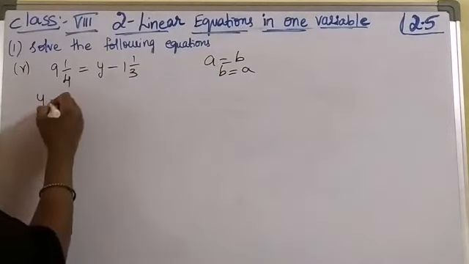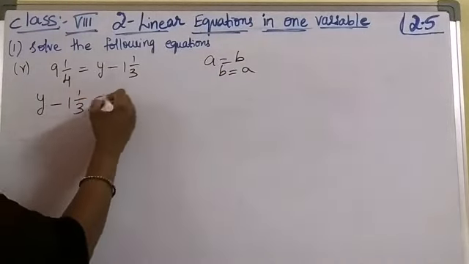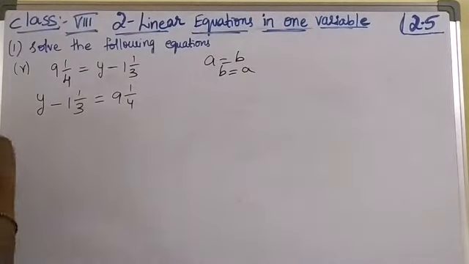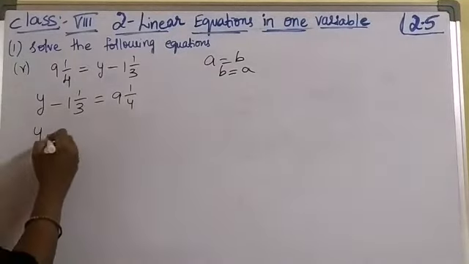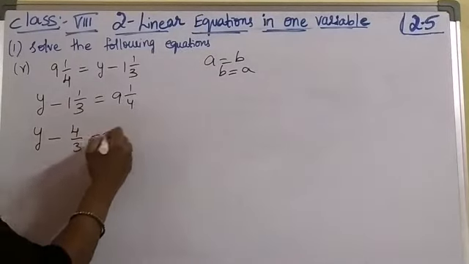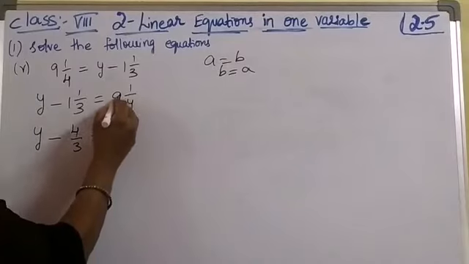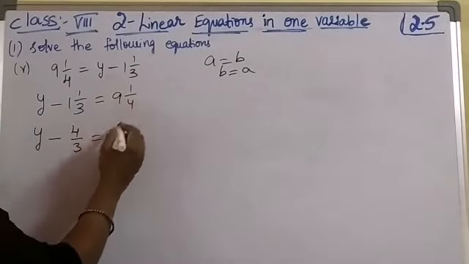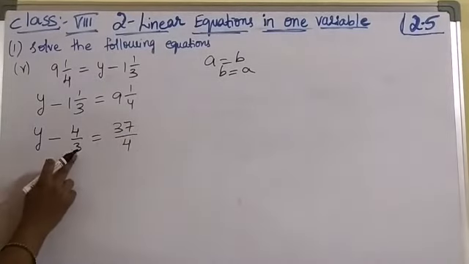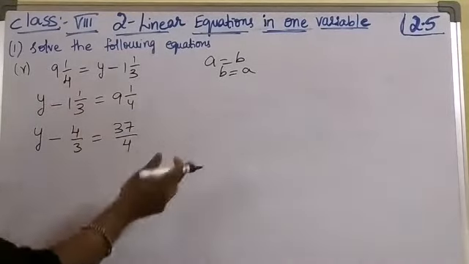So I will write y minus 1 1/3 equal to 9 1/4. I am shifting LHS to RHS, RHS to LHS. Next, convert these mixed fractions into improper fractions. Y minus 3 1s are 3, 3 plus 1, 4/3 equal to 4 9s are 36, 36 plus 1, 37/4. Now here 4/3 is a constant, take that constant to that side.